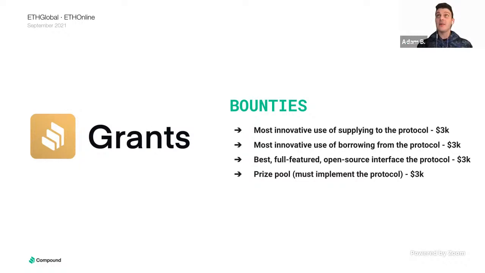So Compound Grants is an independent organization that funds builders like yourselves in projects that further the advancement of the Compound Protocol. So even after this hackathon, you can apply for a grant at compoundgrants.org to get your project funded. And the bounties we have are the most innovative use case of supplying to the protocol. That is a $3,000 bounty. There's also the most innovative use of borrowing from the protocol, also $3,000. And the best, most full-featured open source interface for the protocol, $3,000. And if you do include Compound Protocol in your project, but you didn't win the bounty, you will win part of the prize pool, which is also $3,000.